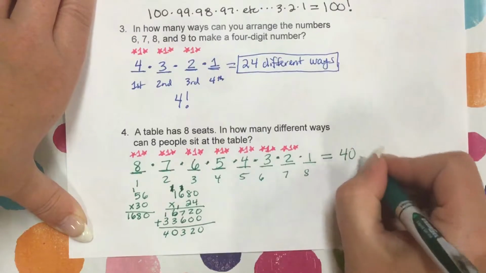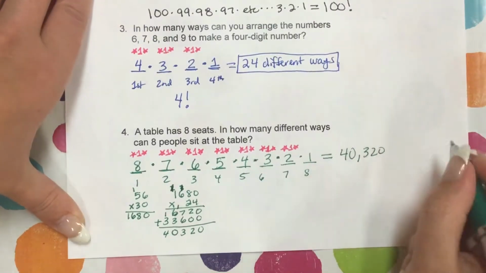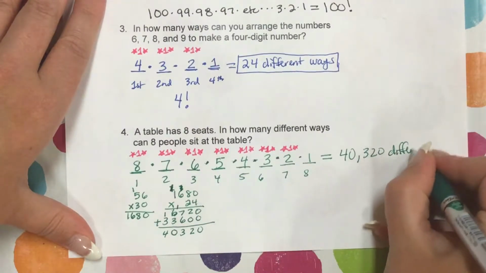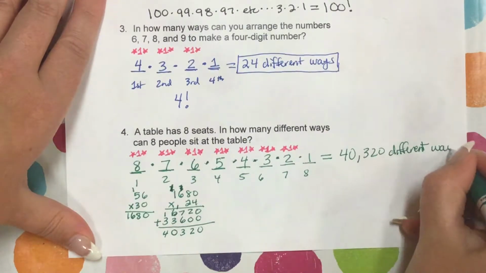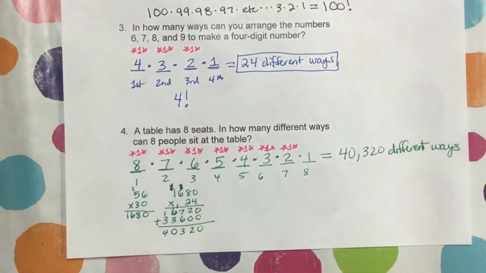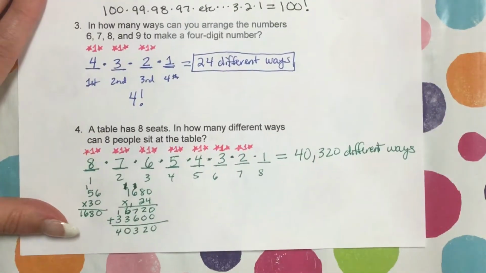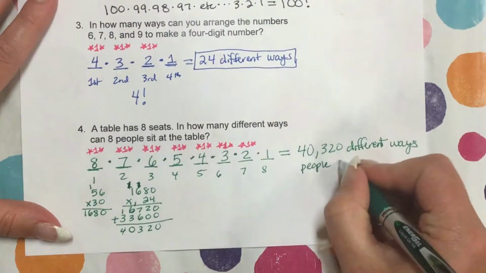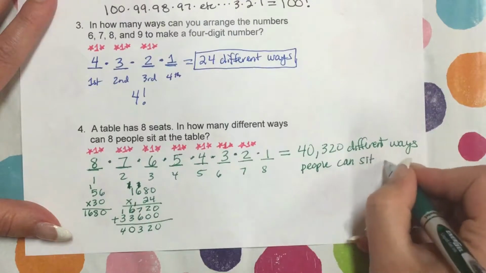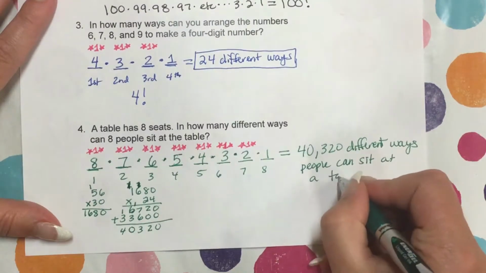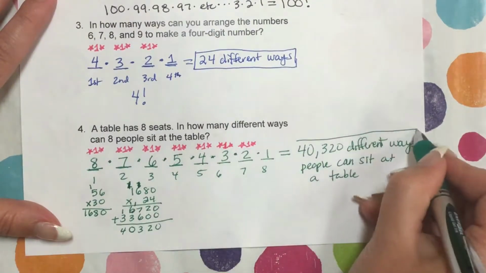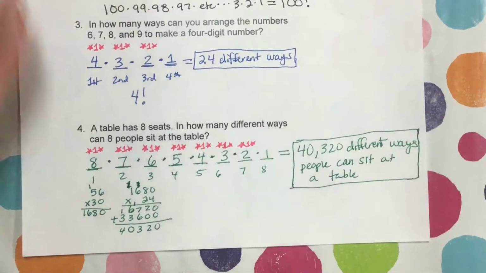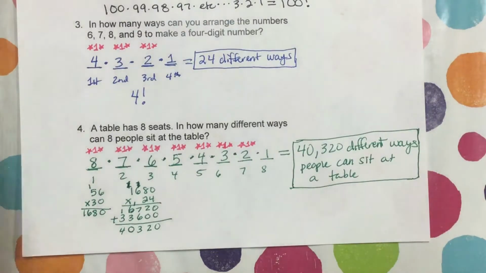Oh my goodness, that's 40,320 different ways people can sit at a table. That's a lot of different ways. I'm just going to be the first one to say that, or maybe you said that already. But if you got that right, awesome job. Perfect. Okay, let's move on to the next page.